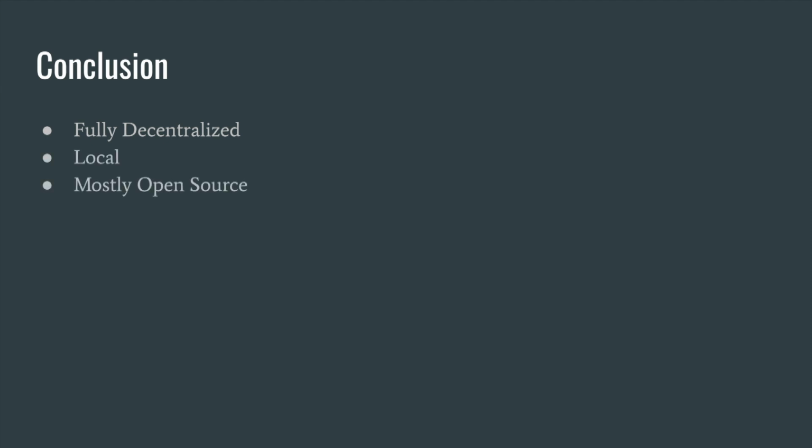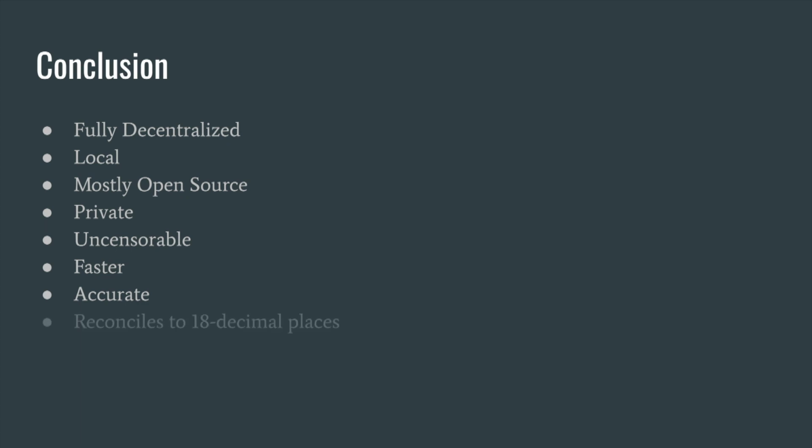Thanks, Miriam. So just to conclude, TrueBlocks, just like your Ethereum node, is fully decentralized. It runs on your local machine. It's mostly open source. It's private, uncensorable. It's also faster than a website. It's more accurate than Etherscan or any other solution we know of. It reconciles to 18 decimal places. And the user experience, we think, is better because the history is consolidated into a single view. There's no context switching. You're able to search and sort and filter your data. We call this whole idea user-centric browsing.